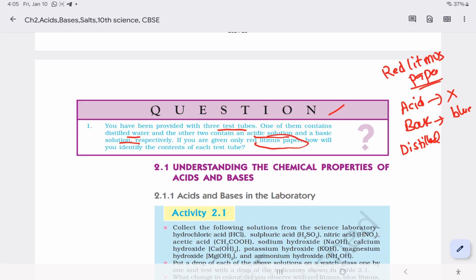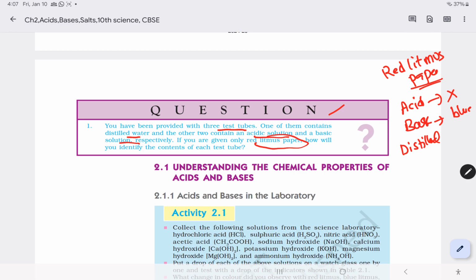So how do we identify? Here I am giving you some steps. We follow a particular procedure, stepwise. First we take a red litmus strip. 3 test tubes are there. First we dip it into the first test tube solution. Immediately if it turns into blue, we have to identify that it is a base solution, right?